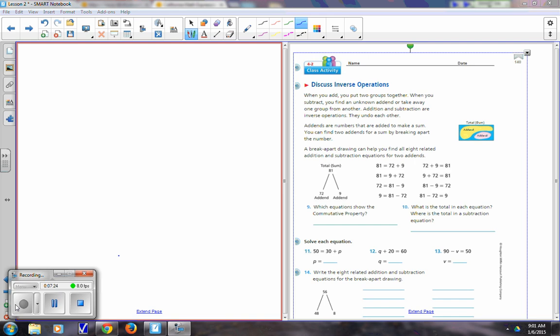So a break-apart drawing can help you find all 8 related addition and subtraction equations for 2 add-ins. So if you have 81, it's just like fact families, right? 81 is 72 plus 9. It could also be 9 plus 72. It can also be 72 equals 81 take away 9.